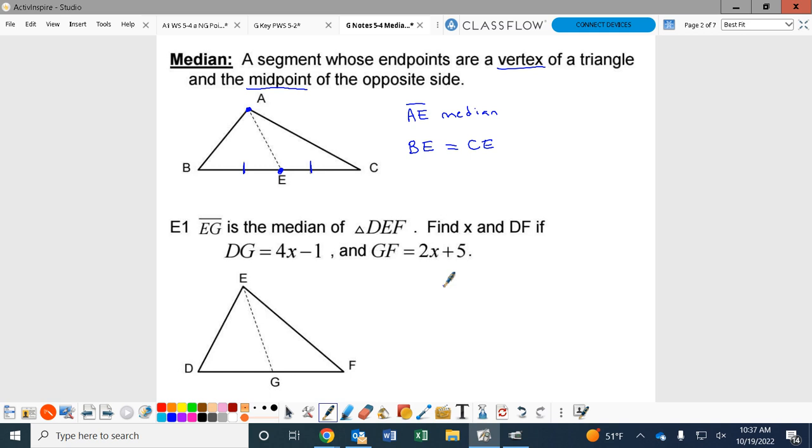Okay guys, so let's do a problem with this. EG is a median. If it's a median, this side is going to be congruent to this side. That's the first thing you need to mark. It tells you that you're going to find X and DF.